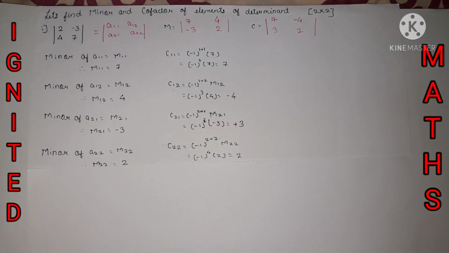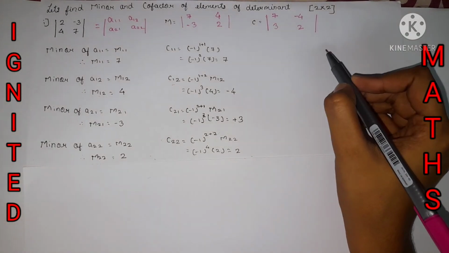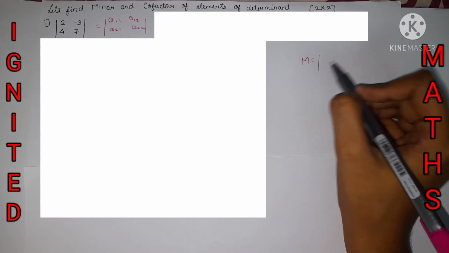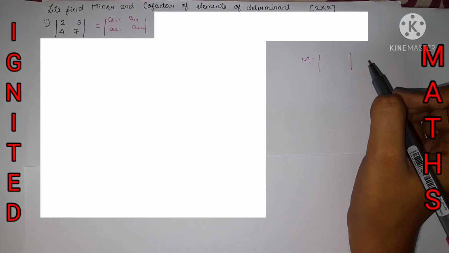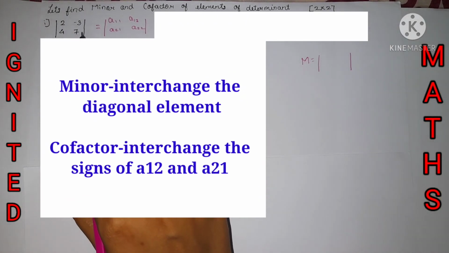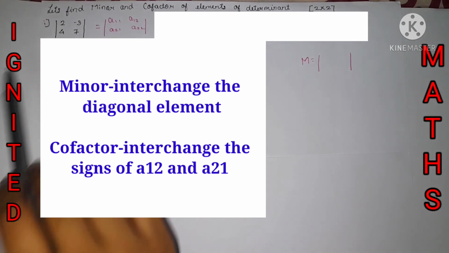Now let's do some tricks. What is the rule for it? Yes, just hide each and everything, only the question will be displayed, and we need to find the minor and cofactor within a second. We are going to do it. That is nothing but, at the question given, just interchange the diagonal elements. This is my first diagonal element, and this is my second diagonal element.